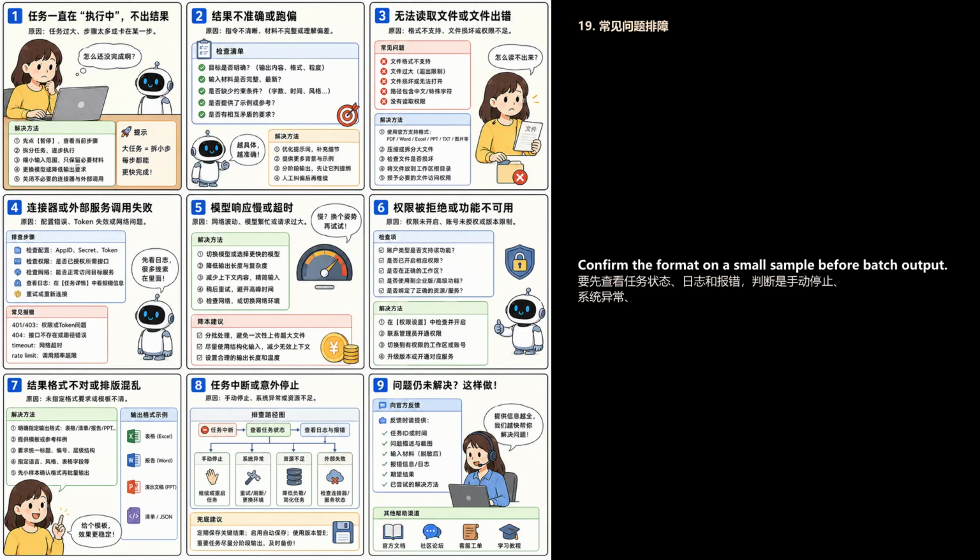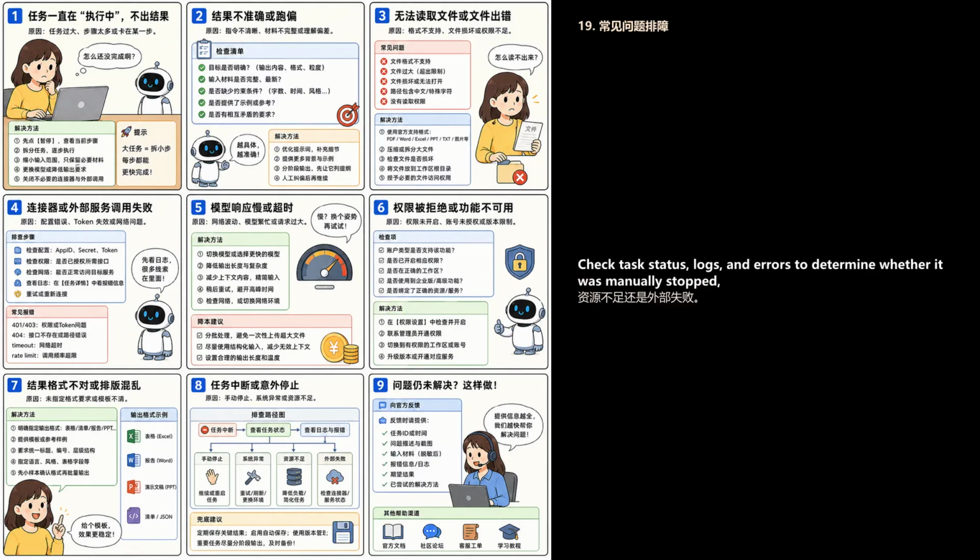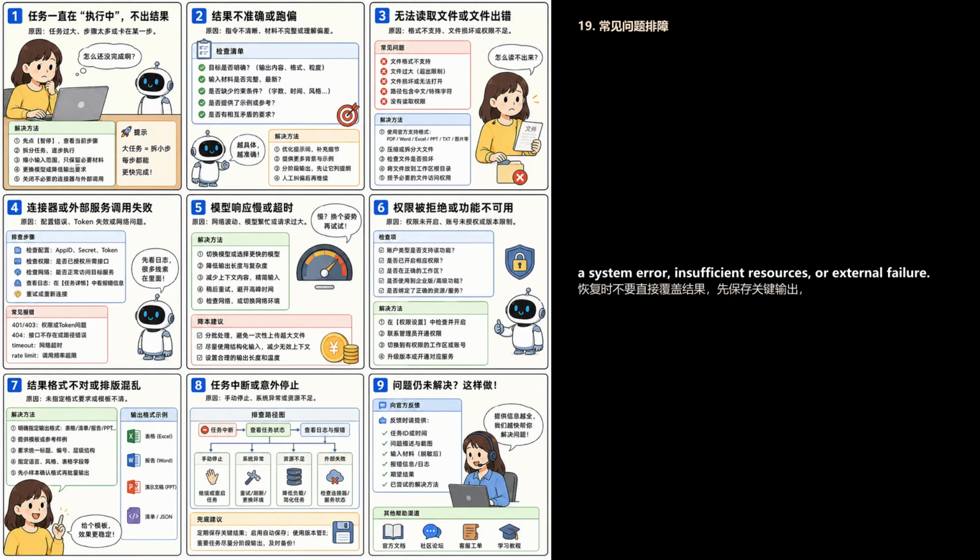The eighth problem type is task interruption or unexpected stop. Check task status, logs, and errors to determine whether it was manually stopped, a system error, insufficient resources, or external failure. Do not overwrite existing results during recovery. Save key outputs first, then restart or reduce load if needed.